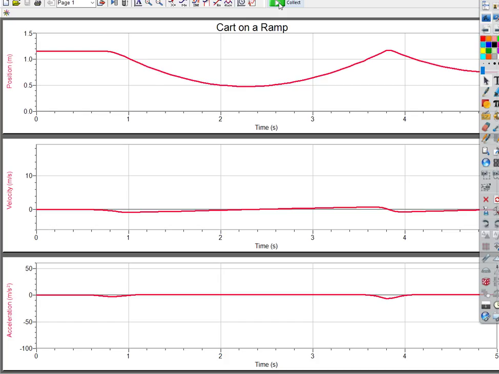Now let's make sense of this. We've got 3 graphs. You guys can grab a seat for just a second. So we got 3 graphs here, position versus time. Does that make sense? It starts off up here at a little over a meter away from the sensor, right? And then the position relative to the sensor is going to get smaller as it gets closer to the sensor, and then it goes back up. So that looks reasonable.